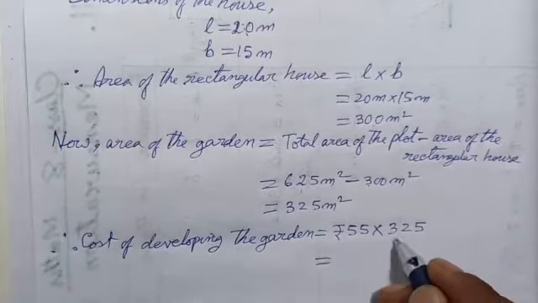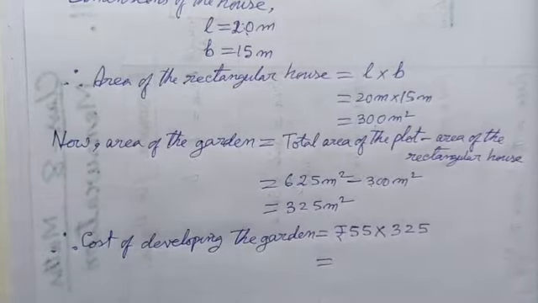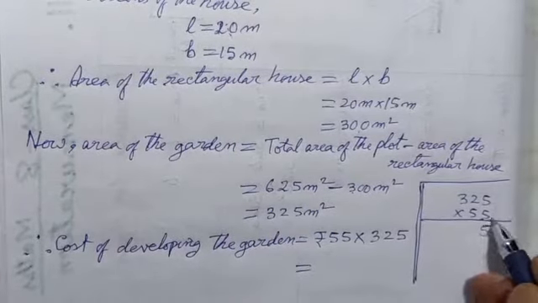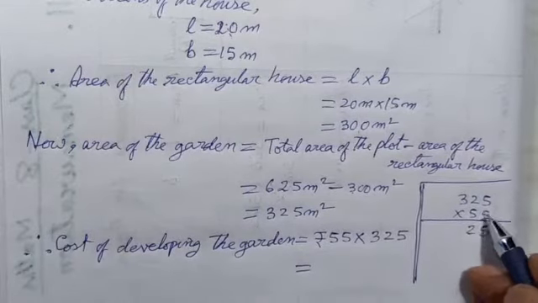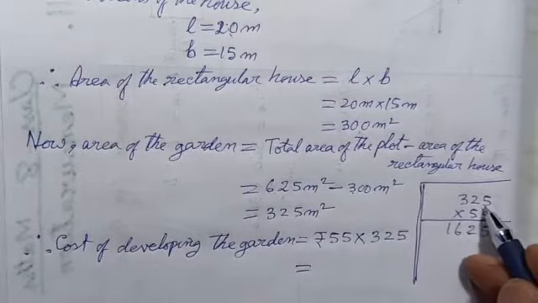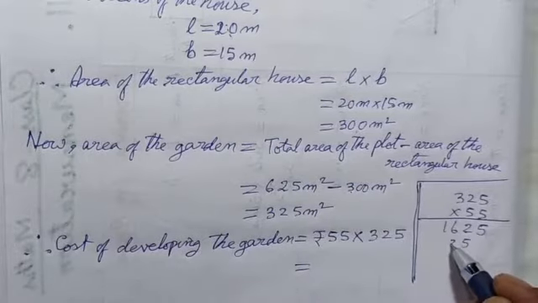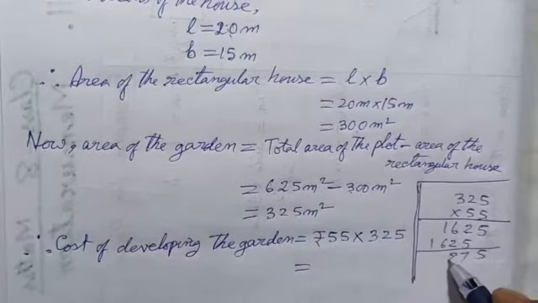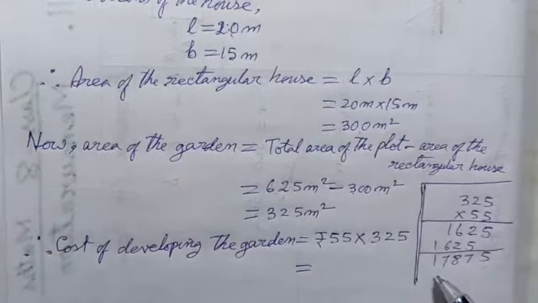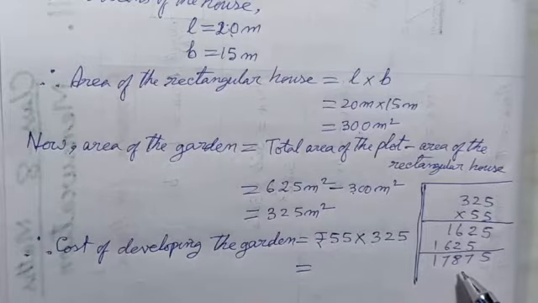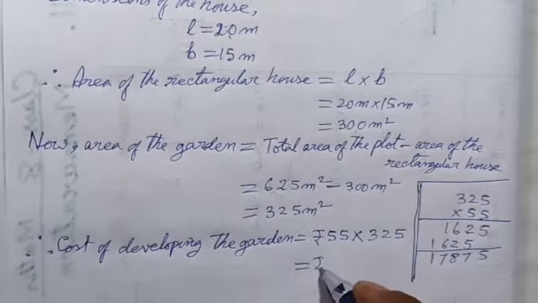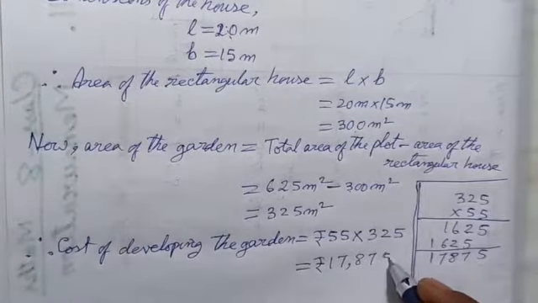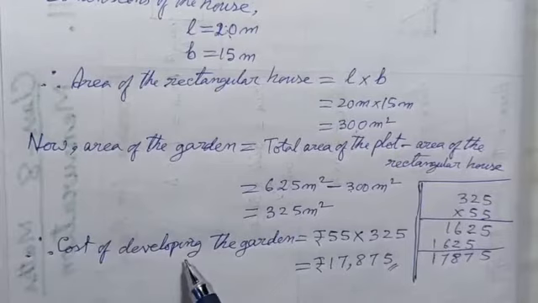If we multiply this, let's see how much we get. So 325 into 55. 5 fives are 25, 2 carry. 5 twos are 10, 11, 12, 1 carry. 5 threes are 15, 16. Again, 5 multiplied, then we'll get 5, 6, 1. Let's add together 5, 7, 8, 7, 1. We are getting 17,875, and this is the answer, rupees 17,875, and this is the cost of developing the garden.